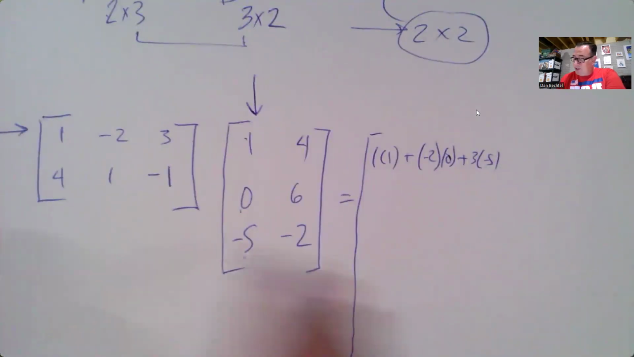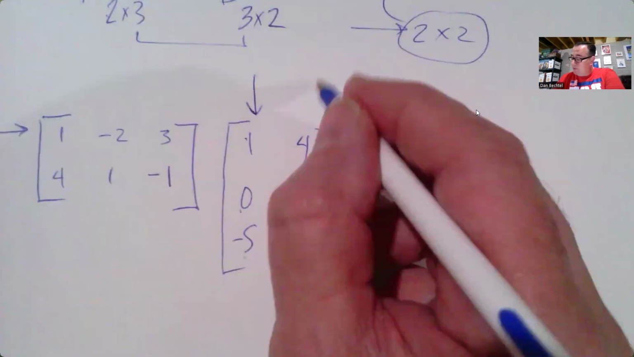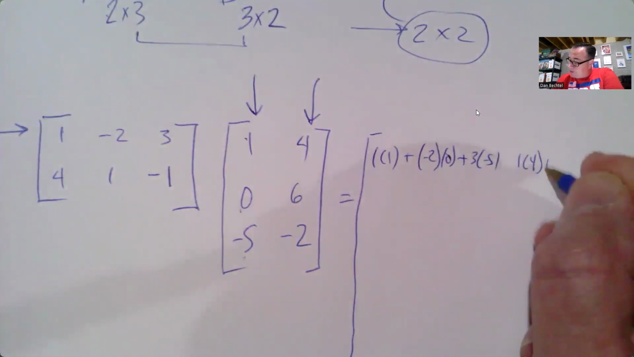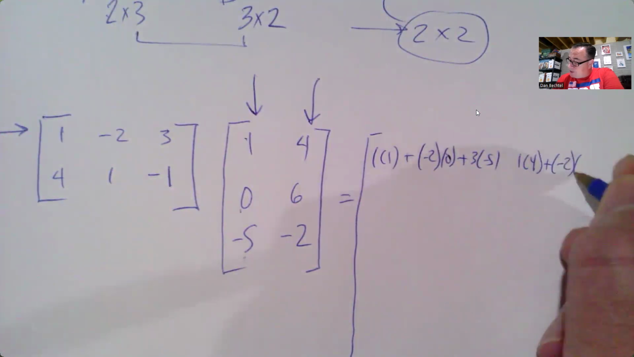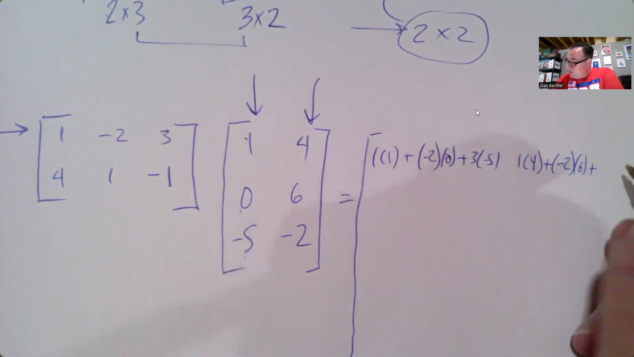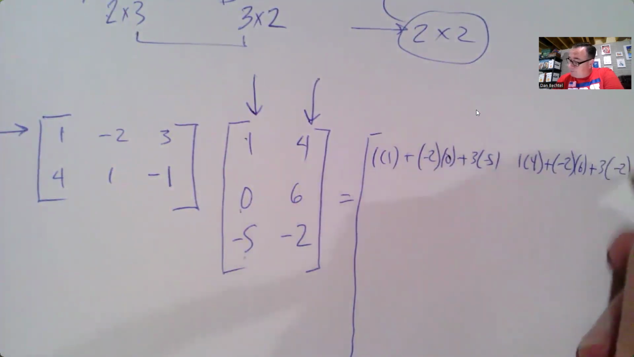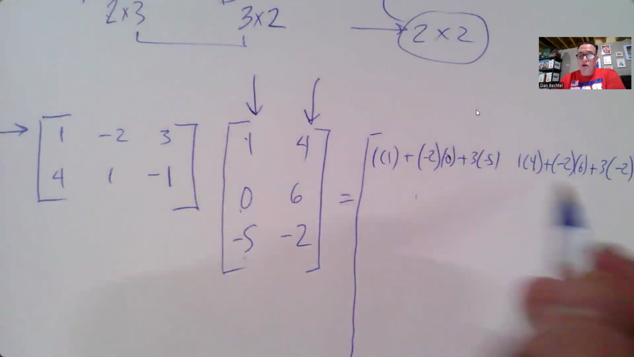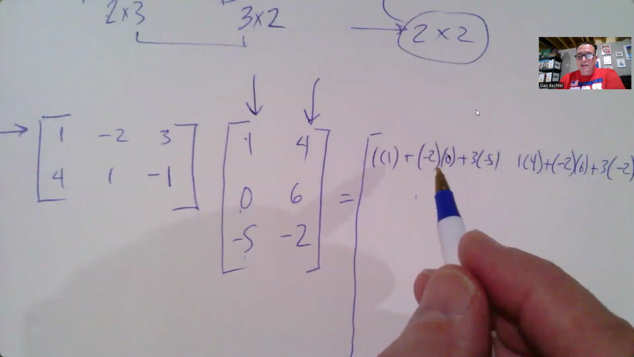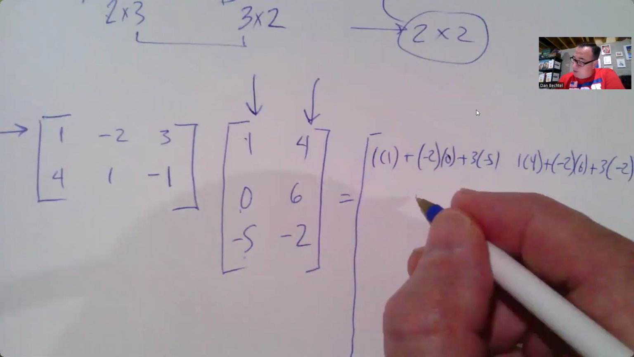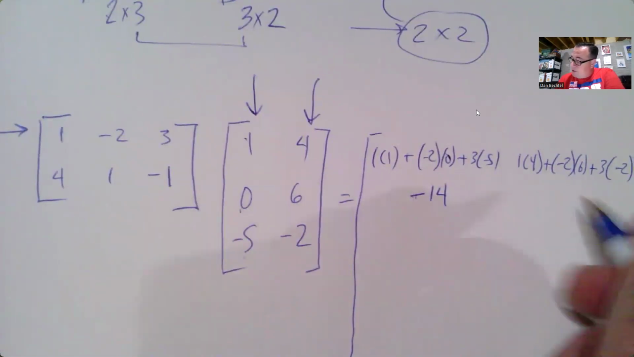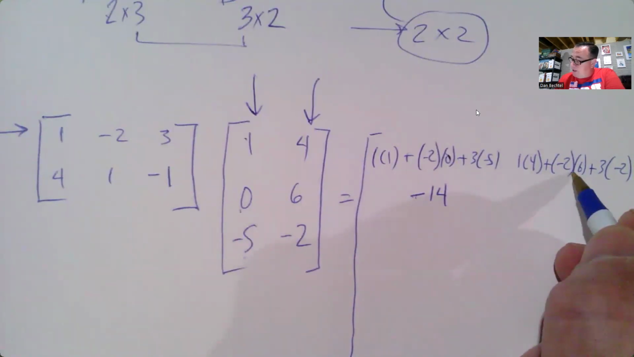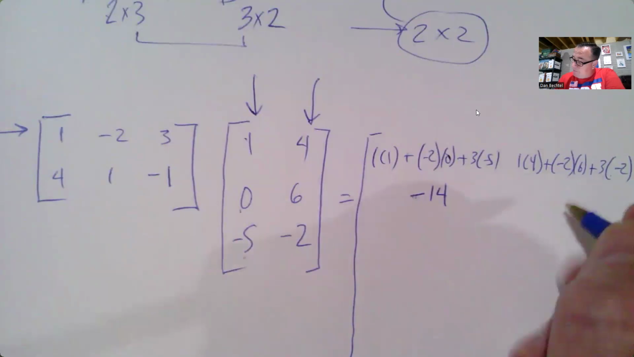Now, I'm going to do the same thing, first row with now the second column. So that's going to be 1 times 4 plus -2 times 6 plus 3 times -2. Okay, so that gives us those two answers. I can do that math now. That's going to be 1 plus 0 minus 15. So that is going to be -14 for that element. This will be 4 minus 12, which is going to be -8, minus 6, which is -14 as well.